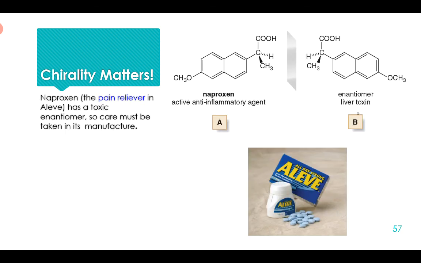Here's an example of naproxen. And you can see its mirror image here is not superimposable with itself, but that is its mirror image. This enantiomer is a liver toxin, so we have to make sure not to ingest that and only ingest that.